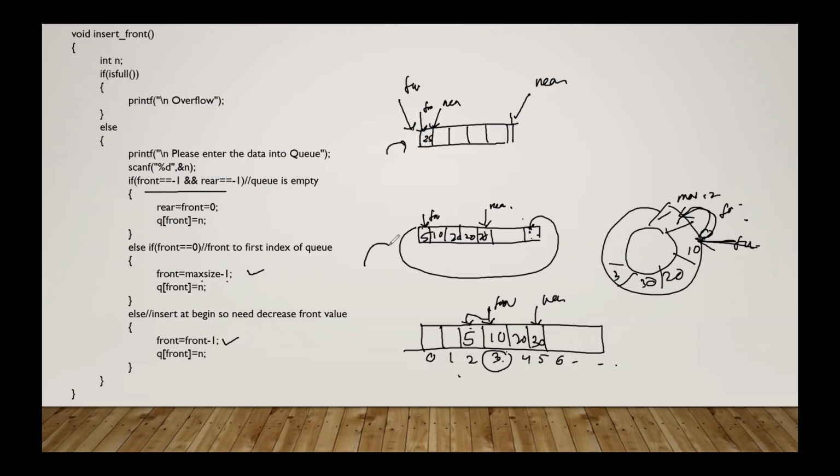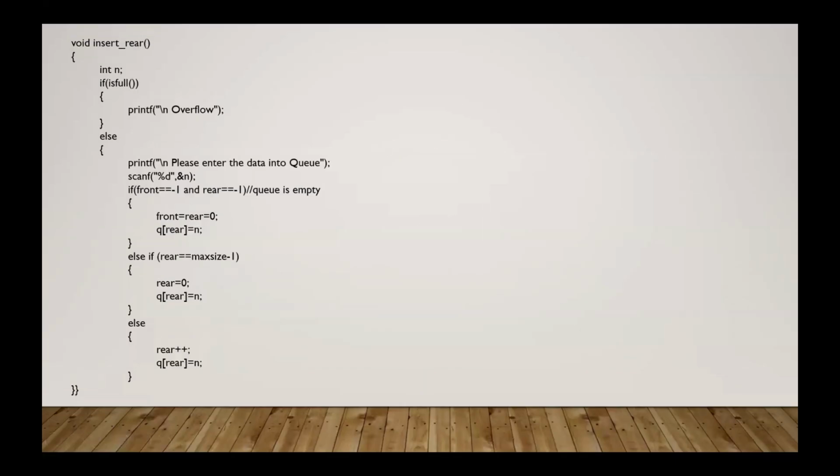This position we have to insert anyhow from the queue. That's why if it is empty, then you have to make the front 0 and insert. Otherwise, if it is a 0, you have to make it max minus 1, because here we are implementing it with the help of the circular queue concept. So we have to make the front point to this one and store the data. Otherwise, we decrement the front pointer value and store the value. This is the case for insert into the front position, and now the rear position.